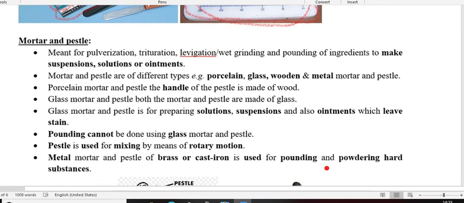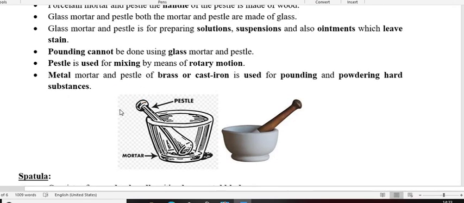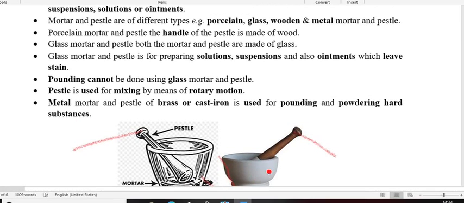Now we go through another very important equipment in the pharmacy lab, the mortar and pestle. Which one is mortar and which one is pestle? The pestle is what makes the paste, so this one is the pestle, and this part is called the mortar.